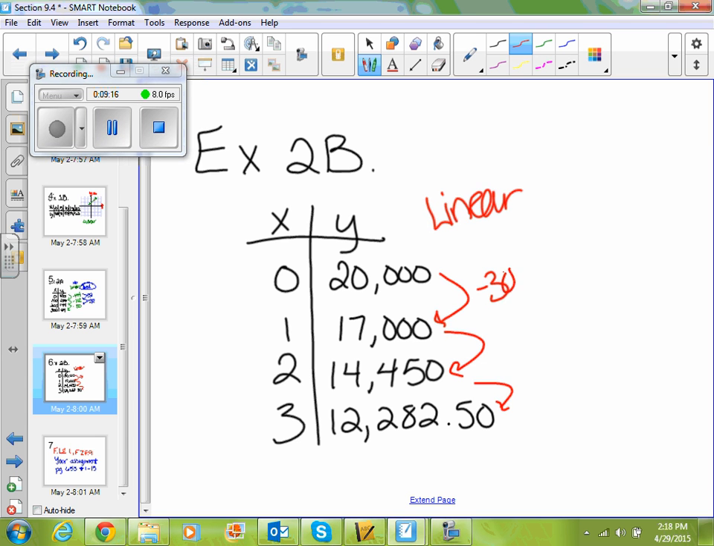Minus 3,000. Okay, 2,550. And from 14,450 to 12,282.50. Do this one on your calculator, guys. Take 14,450 minus 12,282.50 and tell me what you get, because it's going to be like a weird decimal. You're definitely going to have a 0.5 in there somewhere.